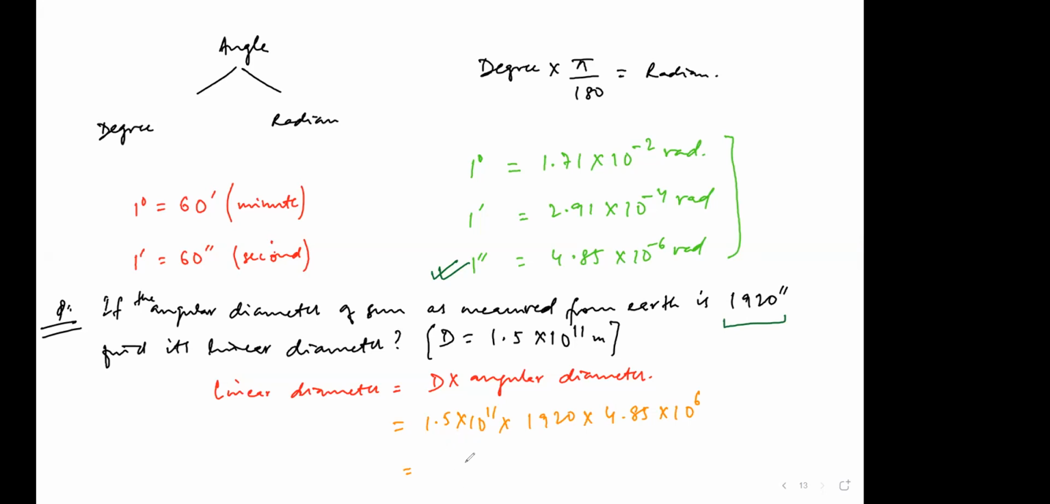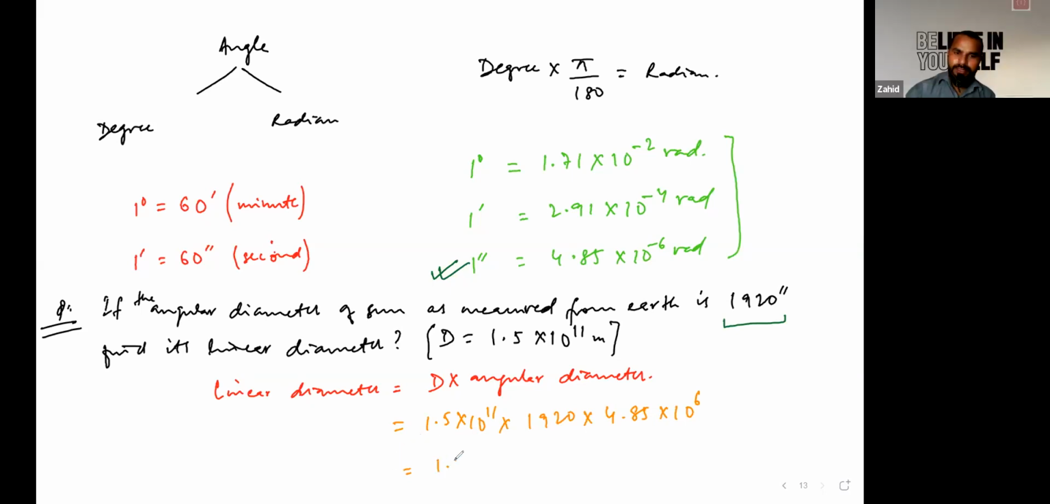Sir, can you tell the answer of this question? It will be around 1.4 into 10 to the power 11 plus 6, 17 plus 4, 21. No, this is minus 6. So it will be 11 minus 6 is 5. Plus 4, 9. I have calculated using calculator.